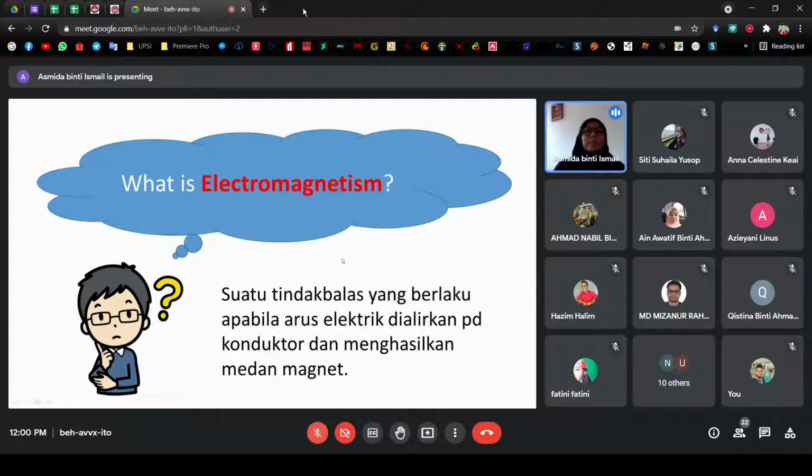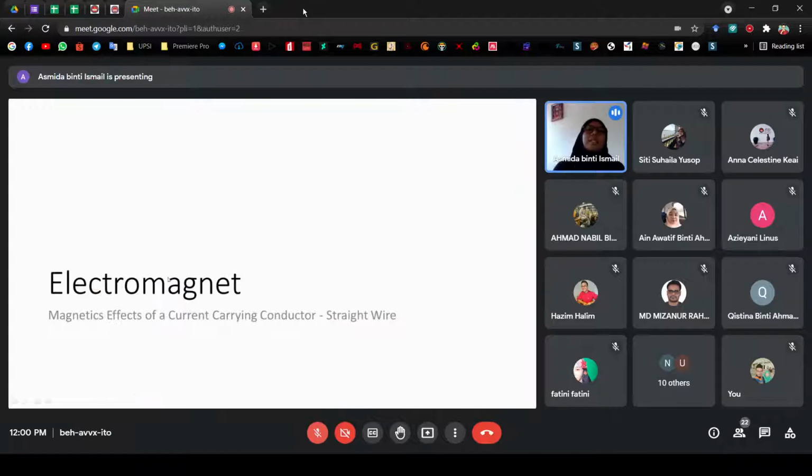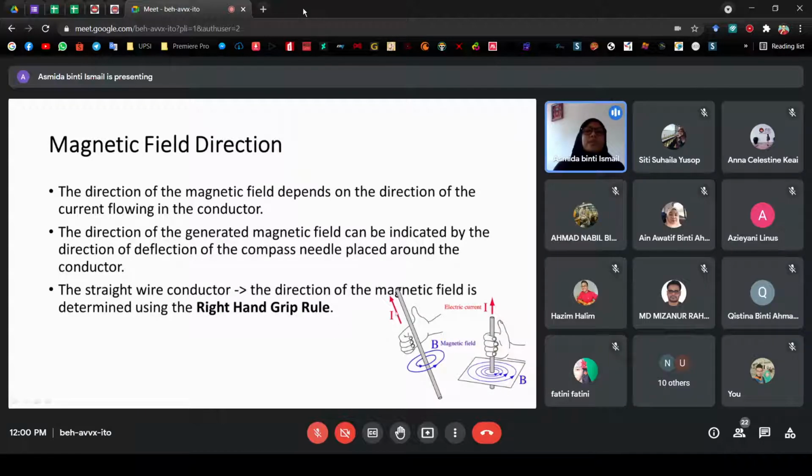Okay, tindak balas yang berlaku apabila arus elektrik dialihkan pada konduktor yang menghasilkan medan magnet. Okay, if you have a rod or you have one wire and you supply the current through this wire, okay, there is a magnetic field outside this wire. Itu dia maksudkan magnetic field.